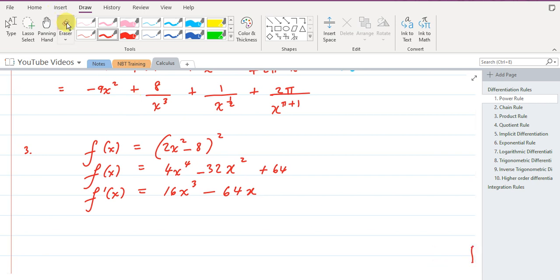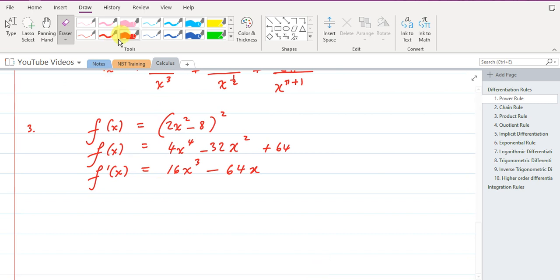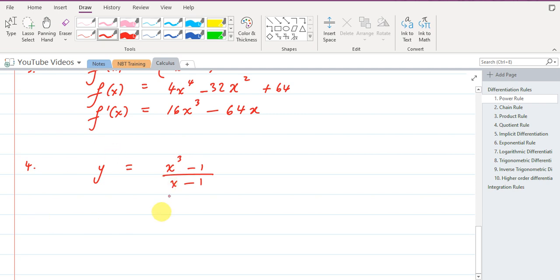Number 4. What happens if you want to differentiate things like this? We have the function y is equal to x cubed minus 1 over x minus 1. So this is a case where factorization is necessary, and we're going to cancel out the x minus 1 with the x minus 1 on top. So let us simplify and write it in power form.